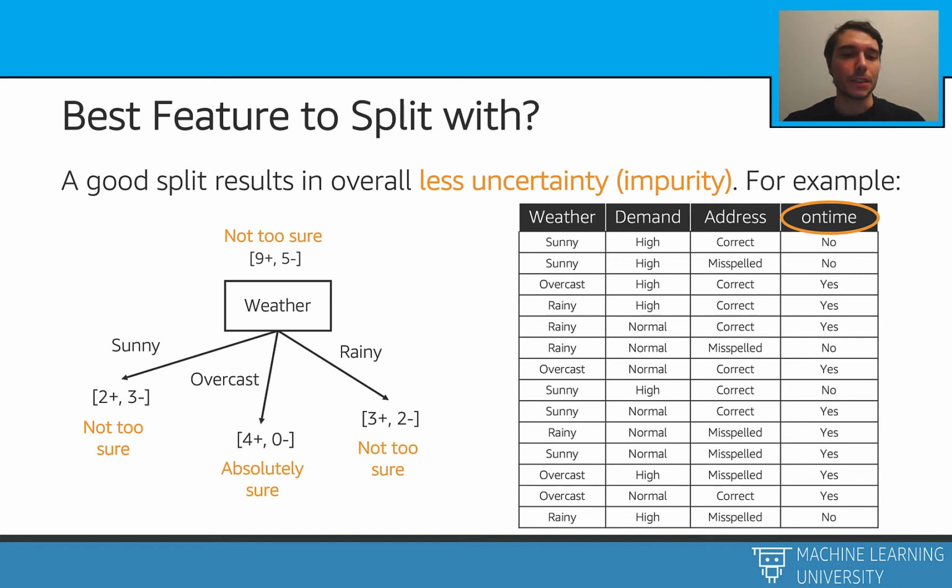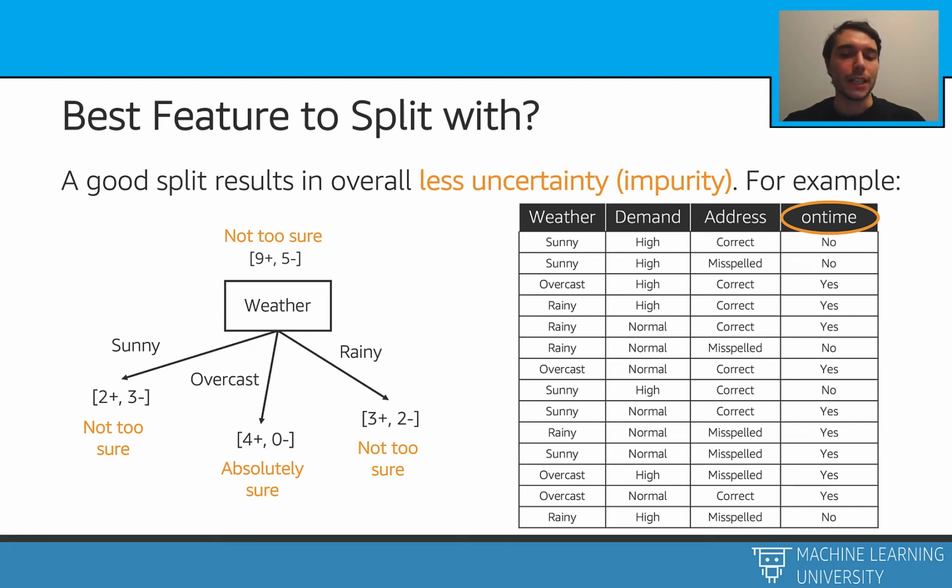Similarly, after the split, we are going to have some type of different distributions. Here with the sunny, we have 2 positive and 3 negative. Again, this is not too sure. With the overcast, however, we have 4 positive and 0 negative. So this is absolutely sure. This is absolutely pure.